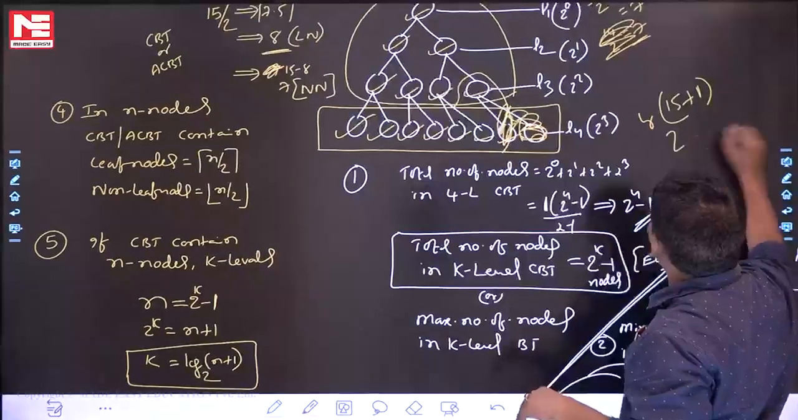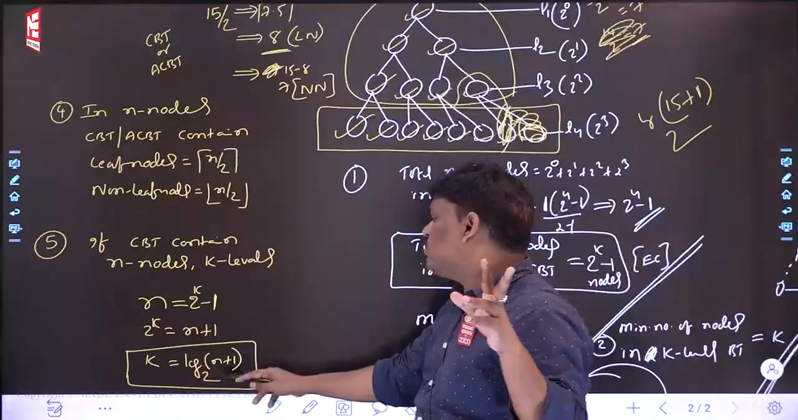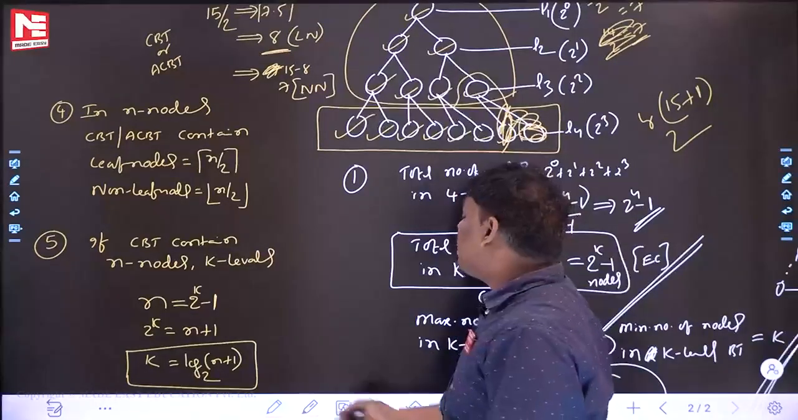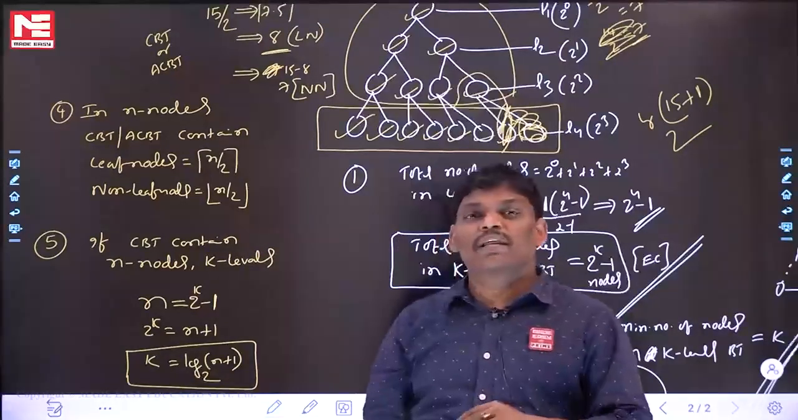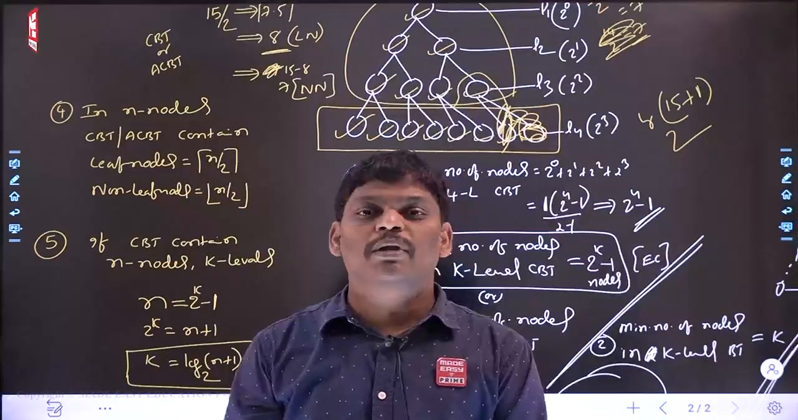Log 16 base 2 will go to 4. So nodes given, levels you can find out. Levels given, nodes you can find out. Both are the same. Some people are asking, complete binary tree with n nodes, total levels how many? Log n plus 1 base 2.